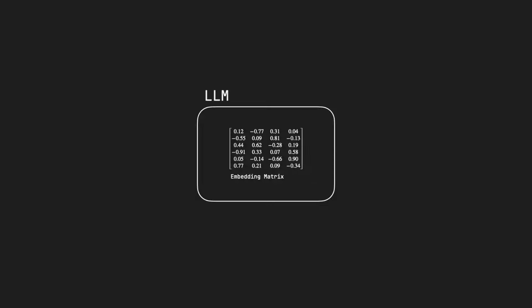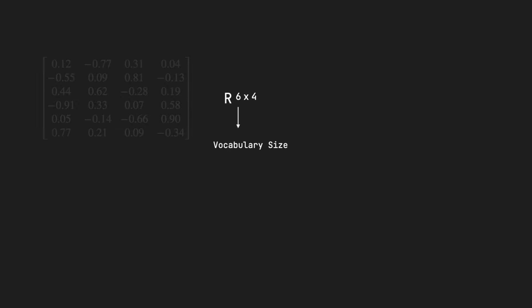And it has a set of vectors with components. So let's look at a very simple toy example of an embedding matrix. So we have here R 6 by 4. So 6 is the vocabulary size in this example, and then 4 is my dimension, the number of components that each vector can be represented by.